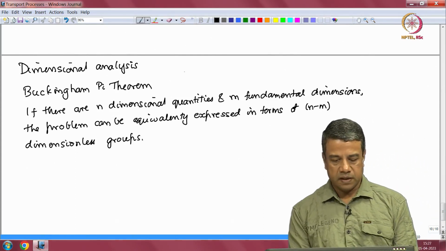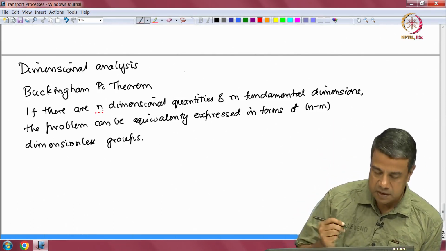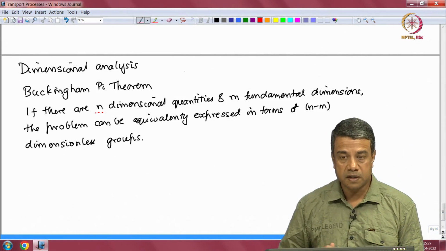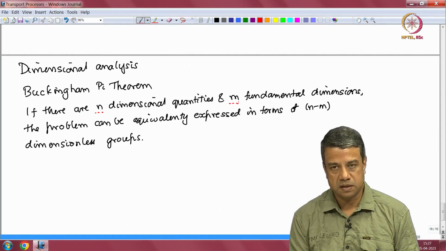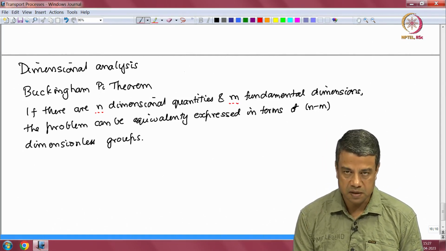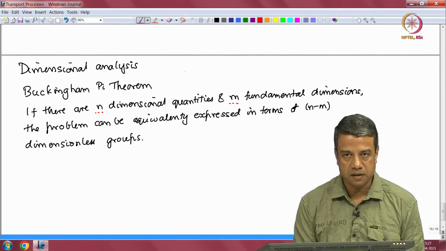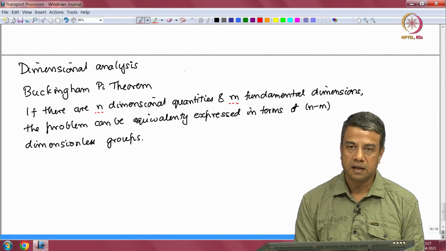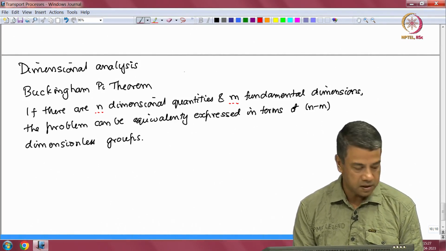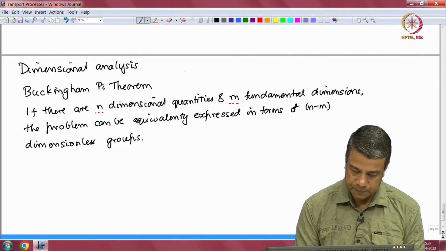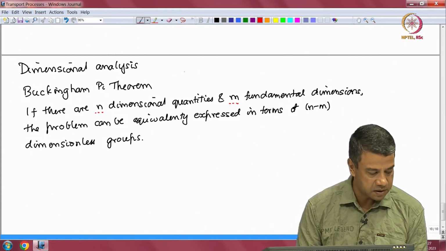If there are n dimensional quantities and all of these n dimensional quantities together contain m fundamental dimensions, mass, length, time, temperature, current, then I can write the problem in terms of n minus m dimensionless groups. So, I do not have to vary all n quantities. I can get it equivalently in terms of n minus m dimensionless groups. There is of course subjectivity in how you define these dimensionless groups.